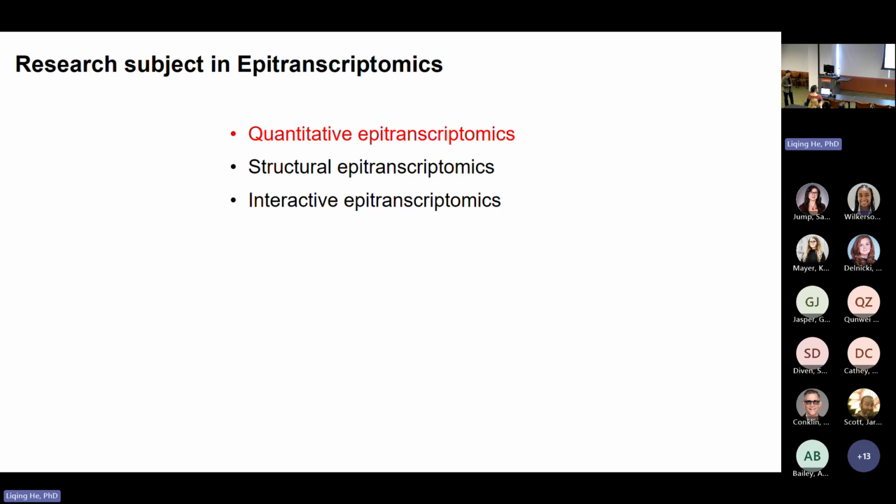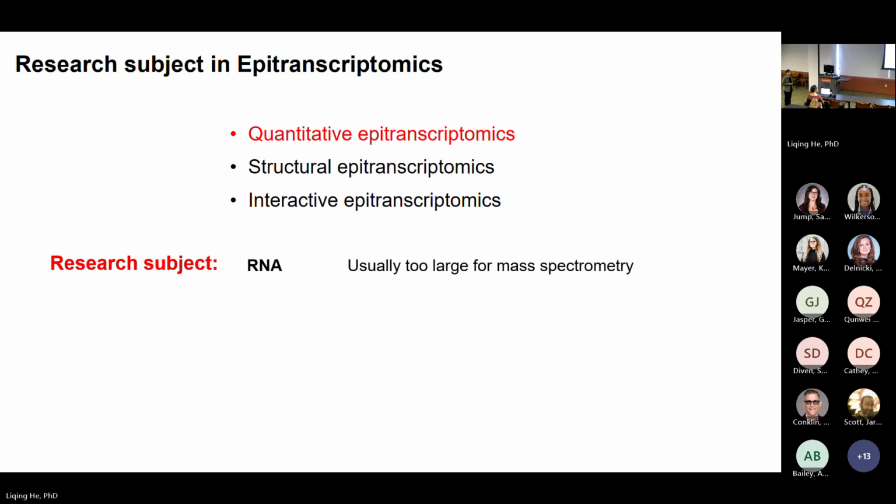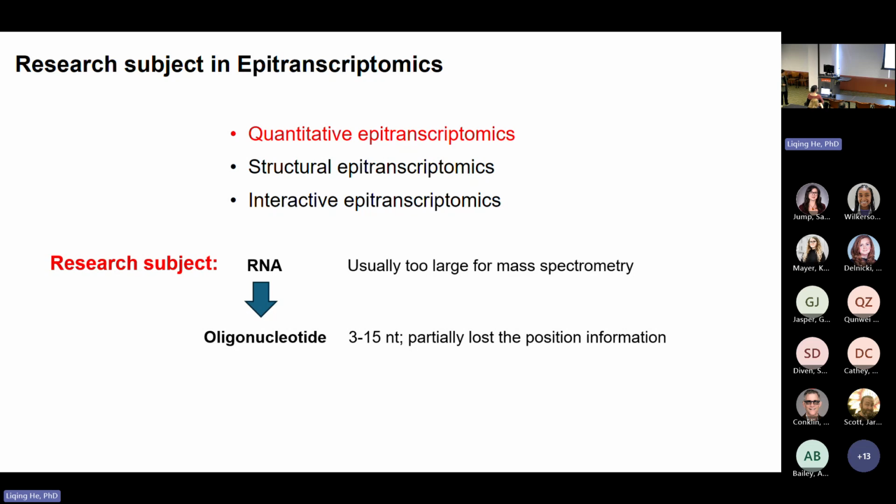The quantification at the nucleoside or oligonucleotide level is quantitative epitranscriptomics. There is also structure epitranscriptomics or interactive epitranscriptomics, but we did not do that. In quantitative epitranscriptomics, the subjects can be RNA. If we detect the modification on small RNA like microRNA or tRNA, we can subject the entire molecules to LC-MS for detection. But ribosomal RNA and messenger RNA are too large to be detected by mass spec, so I have to digest this RNA into oligonucleotides. Typically, the length of a digested oligonucleotide is from 3 to 15 mers. But it depends on which RNase you use.